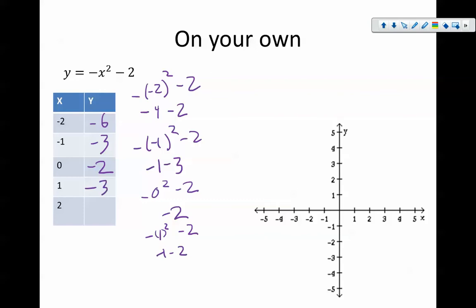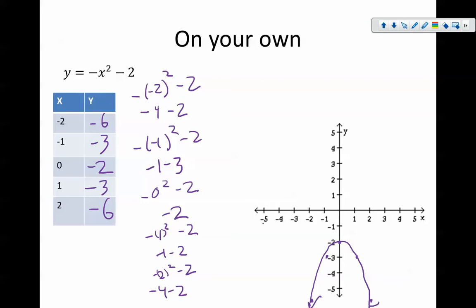And when I plug in +2, I get -2 squared minus 2. Well, that's -4 minus 2, or -6. So -2, -6 is here. -1, -3 is here. 0, -2 is here. 1, -3 is here. And 2, -6 is there, creating a parabola that meets on the y-axis. There we go.